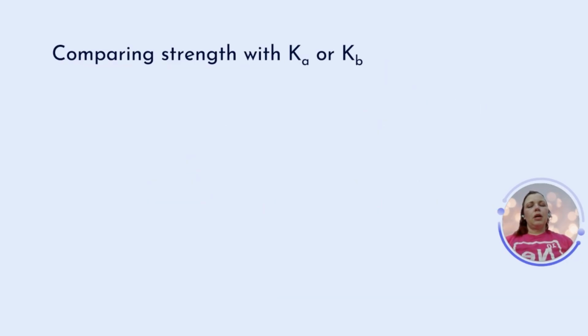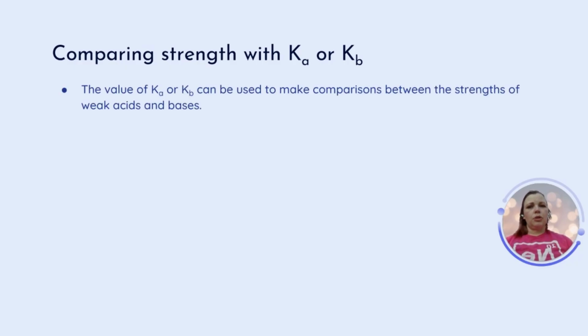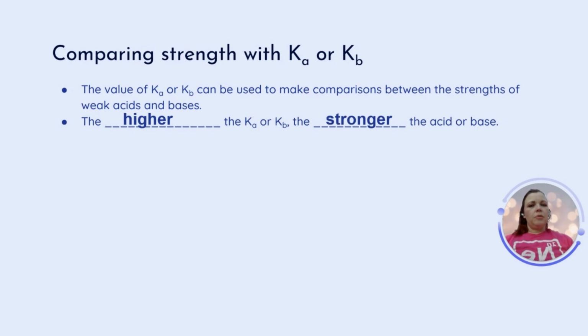So we can compare acid and base strength by using Ka or Kb. So we can make comparisons. The higher the Ka or Kb, the stronger the acid or the base. Now remember, when you're thinking about weak acids and weak bases, you're going to have negative exponents. And so with negative exponents, the smaller the magnitude of the exponent, the stronger it's going to be. So an acid with a Ka of 10 to the negative 3 is stronger than an acid with a Ka of 10 to the negative 5, right?